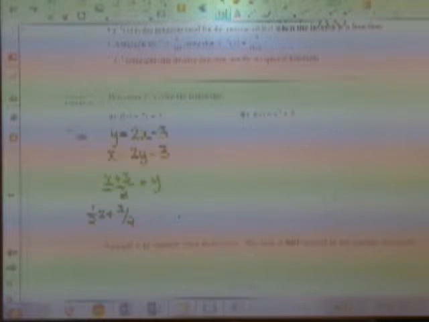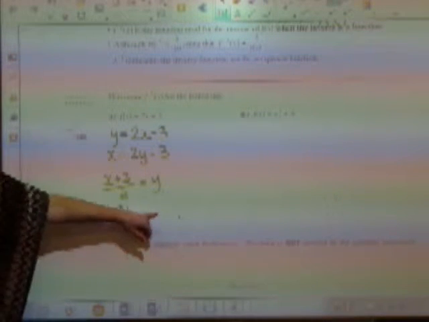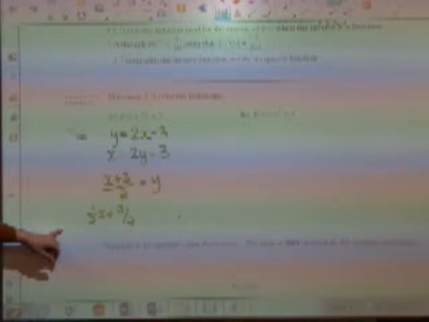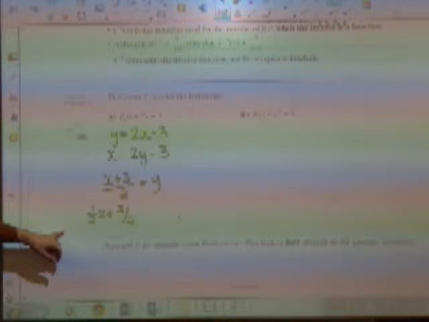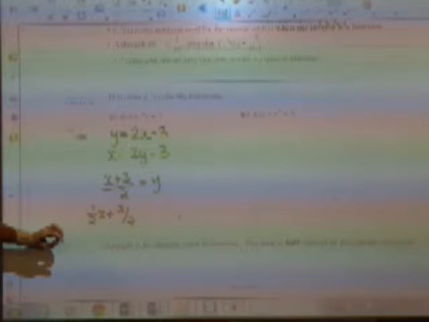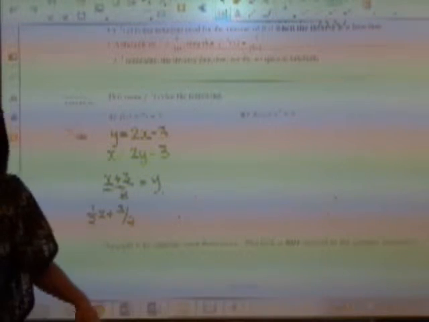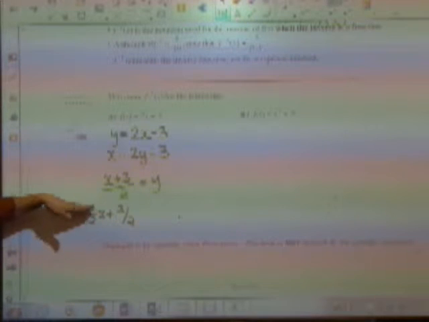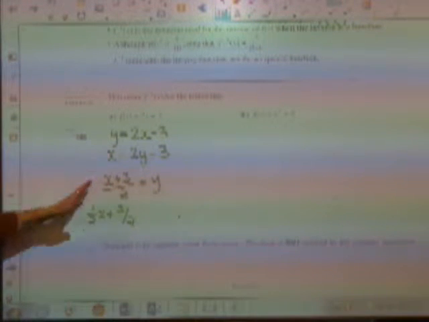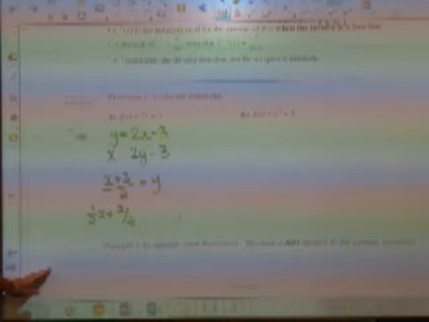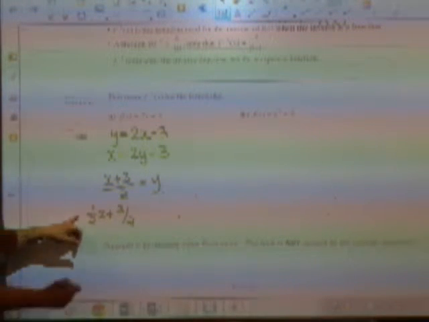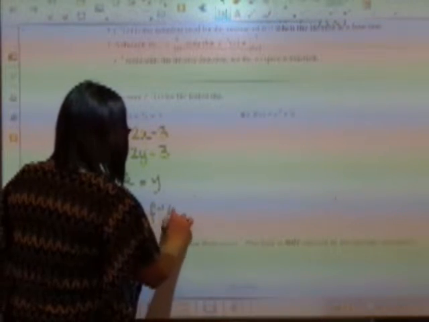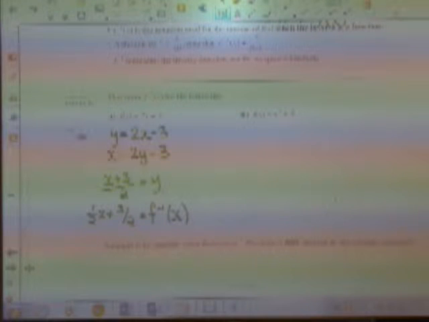This might actually be a better way of writing this, because what kind of equation do I have here? What kind of function is this? Pardon? Y equals mx plus b. It's a linear function. And this linear function starts at 3/2 and it's going up over by 1/2. So is this going to be a function? A straight line is a function. So instead of y, I would write f inverse of x. Okay, so I'll give you a moment. I want you to do B.